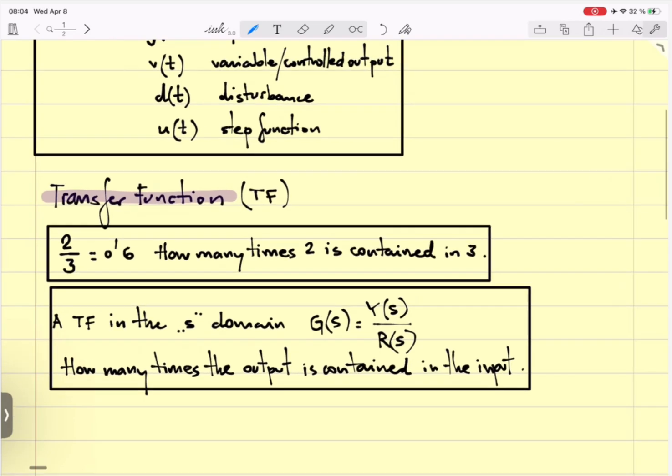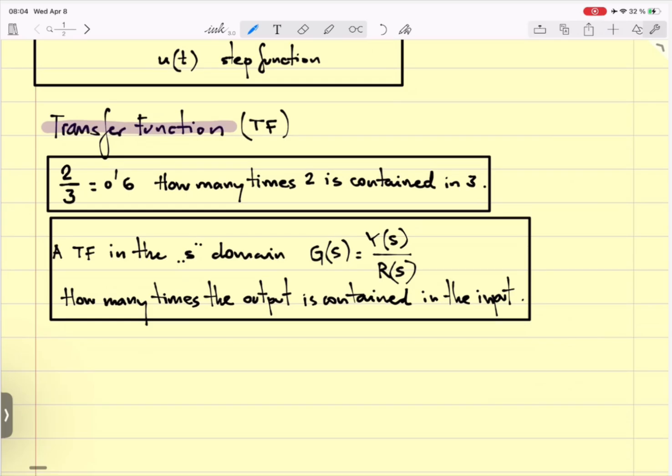Okay, if you have let's say a warehouse, okay, that is getting a change in the demand, is getting an input function and is delivering some materials, how many times the input is contained in the output. How does the system react to changes? Okay.